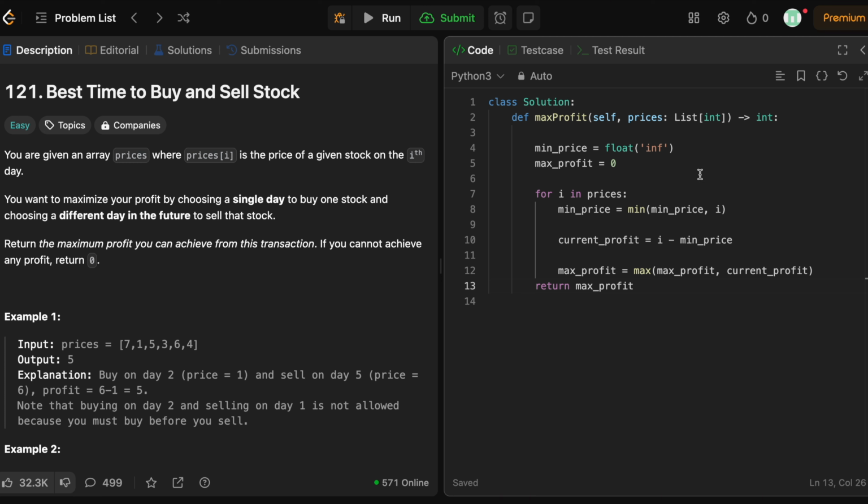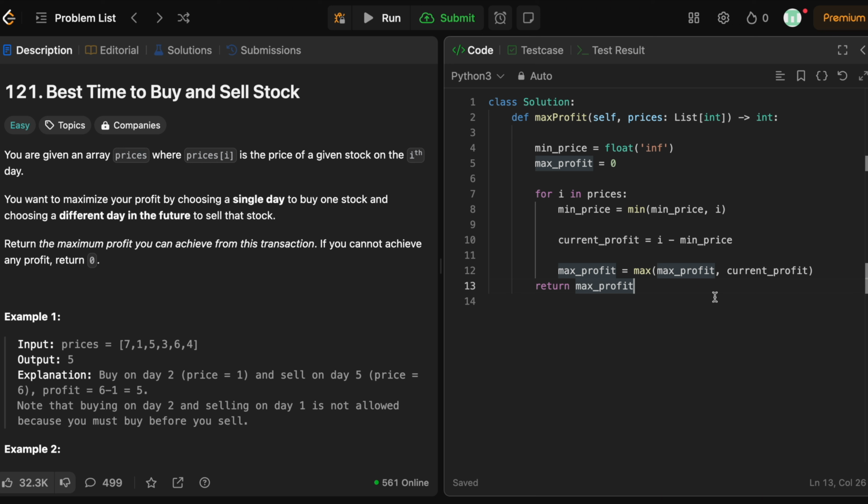Okay, so let's break this down. We are starting by setting our minimum price to infinity because any real price will be less than that. And then we are initializing our max profit to 0. This is because that's a baseline. If we can't make any money, we have to return the profit as 0. And then for each price, we update our minimum price if we find a lower one. And then we calculate what's the profit we would have made if we sell the stock today. And then we update our maximum profit if this would give us a better return or not. And then finally, after the loop finishes, we return the maximum profit that we have seen.